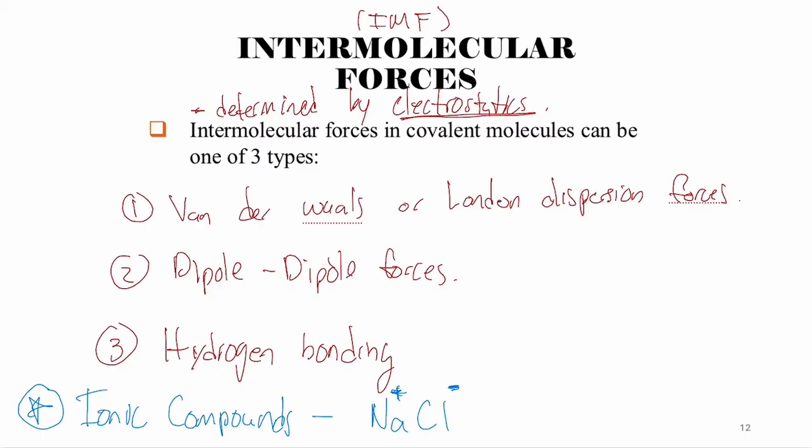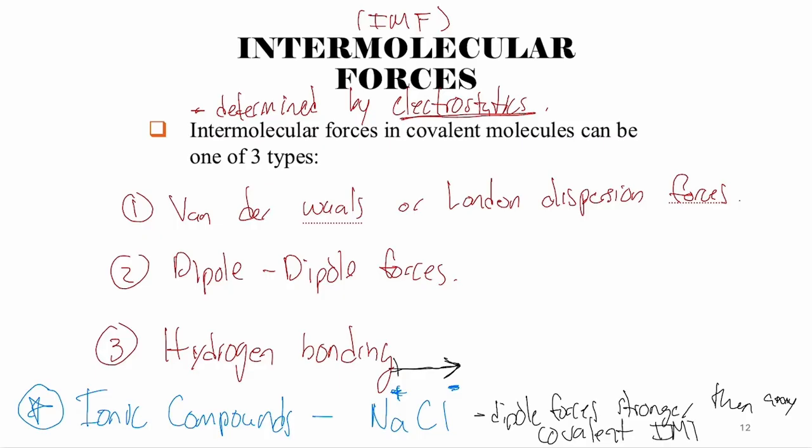So in these ionic compounds, there's still a dipole between these two atoms, but it's the largest dipole that we can have, right? Because we have a full charge separation in ionic compounds. So ionic compounds are going to have stronger intermolecular forces than any covalent compounds. These are dipole forces, stronger than any covalent IMFs. Right, so that's important to think about.